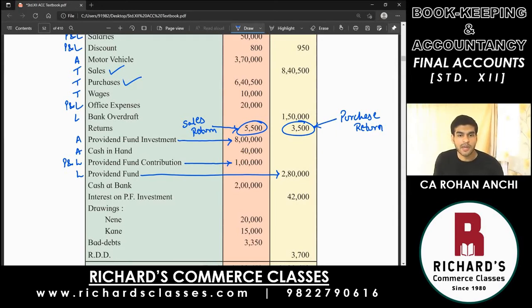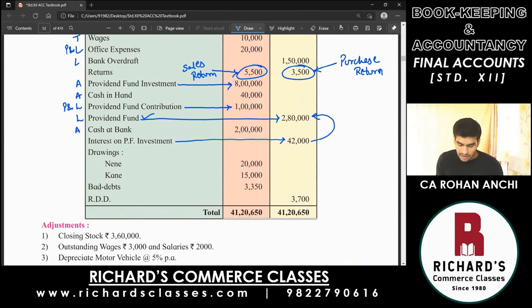Continue. The next item, cash at bank. Assets. That is an asset. Interest on PF investment. Liability. Yes, we will add it to this provident fund. So tick mark provident fund. This interest will be added there. Okay. Then drawings of the two partners. What will you do? Liability. From the capitals, you will deduct it on the liability side. Yes. Bad debts. Profit and loss account. And RDD given in the trial balance is which type of RDD?